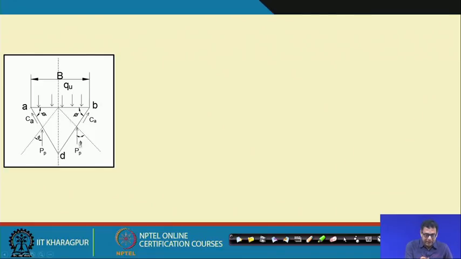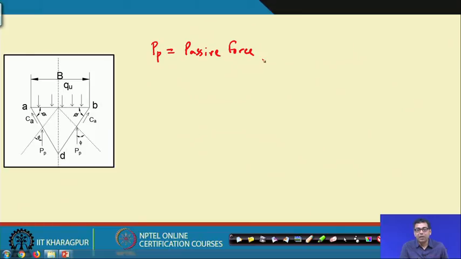As I mentioned, there is a passive force, Pp, the passive force. Now, if you have a wall, then this Pp acts with an angle of delta with the vertical. That means this is the direction of the Pp. Here the delta is the wall friction angle between the wall and the soil, as I have discussed. If I draw a vertical line, Pp acts at an angle of delta with the vertical line.